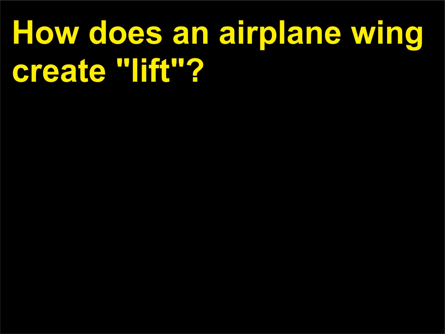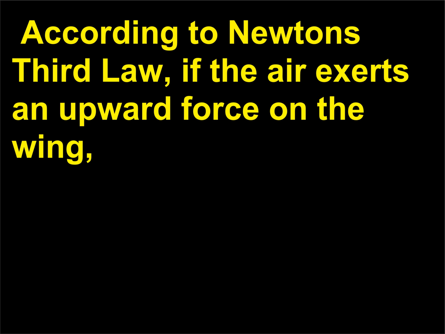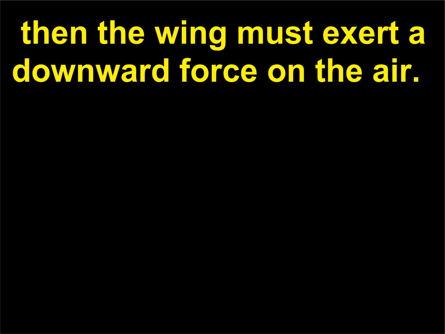How does an airplane wing create lift? The upward force on an airplane wing caused by the air moving past it is called lift. According to Newton's third law, if the air exerts an upward force on the wing, then the wing must exert a downward force on the air.